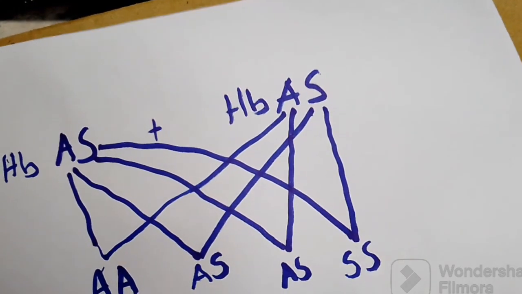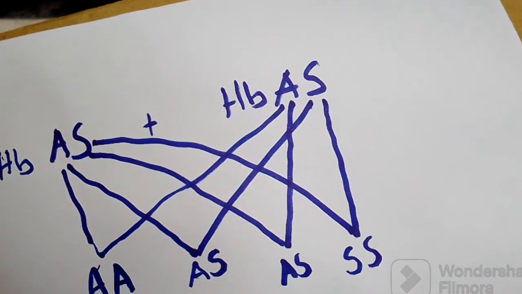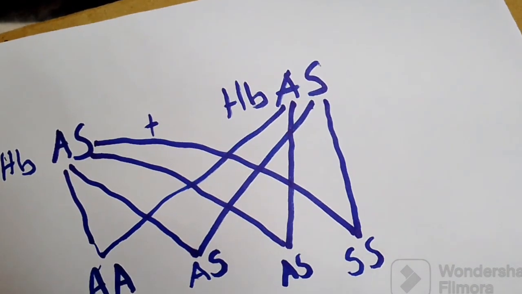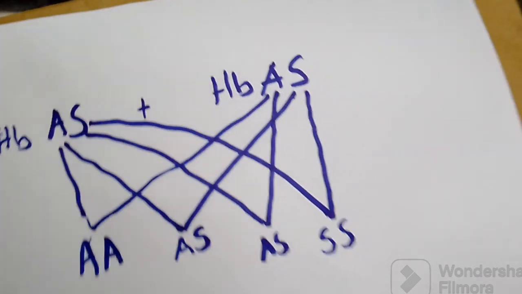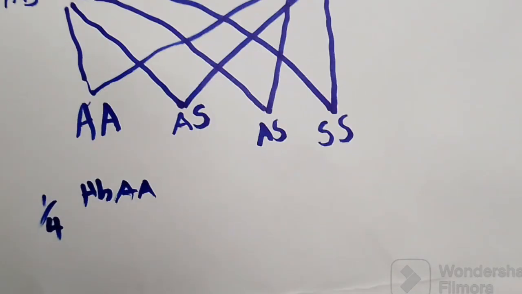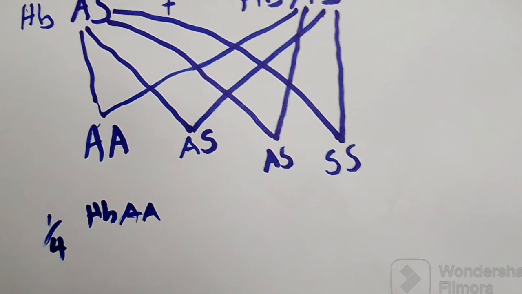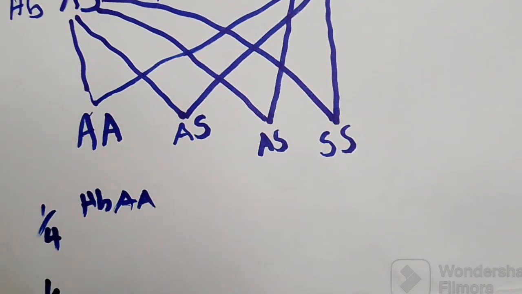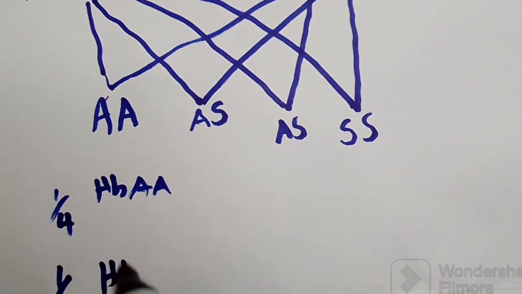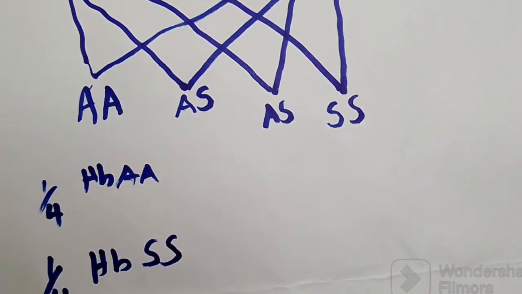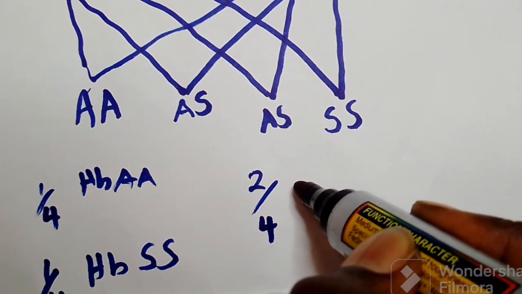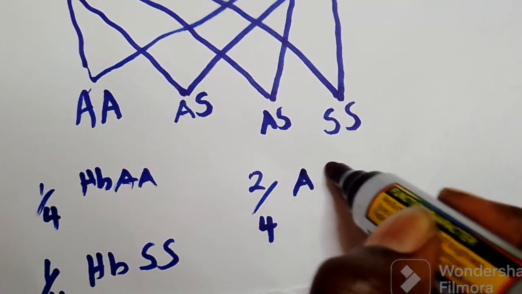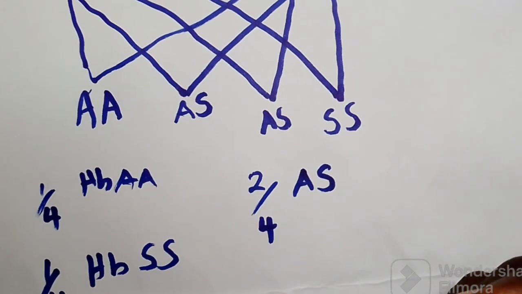So if this was one pregnancy, you have 1 out of 4 chances of having a baby with a normal hemoglobin, and you also have 1 out of 4 chances of having a baby with sickle cell hemoglobin, and you have 2 out of 4 chances of having a baby who is a carrier.